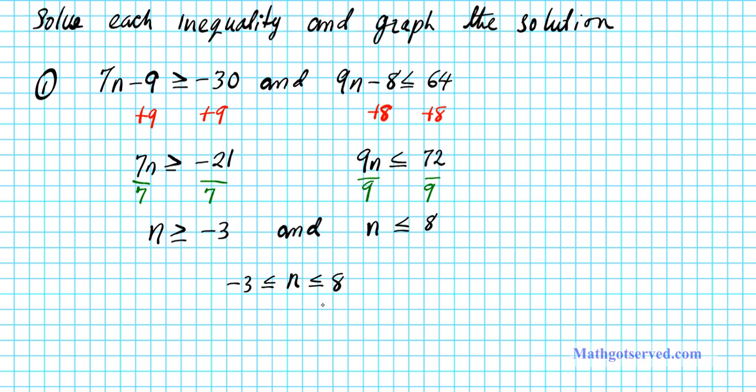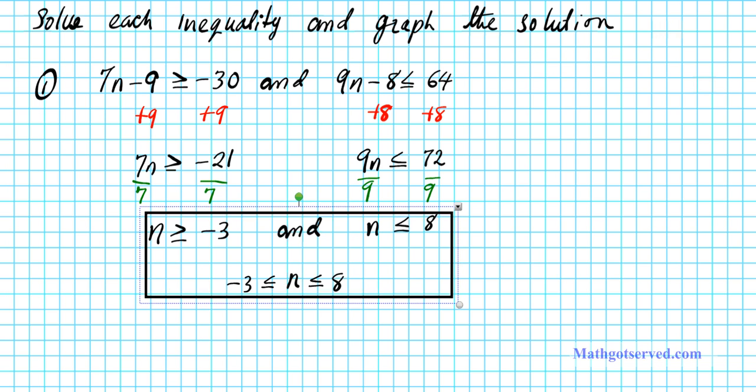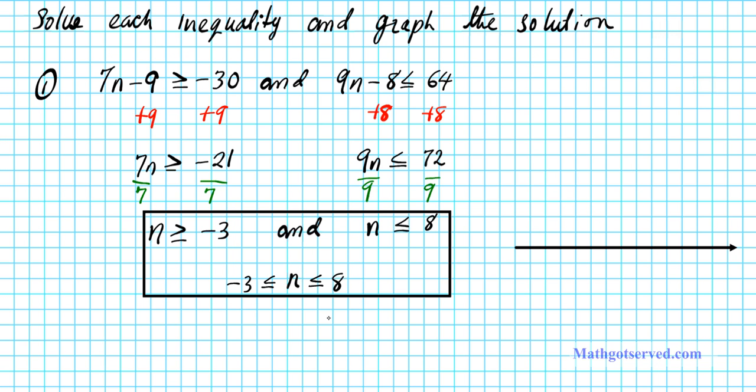So these are the two ways that we can express our solution, as a conjunction or a combined inequality. These two mean exactly the same thing. Now let's go ahead and graph our solution region. Our solution region is the region bounded between negative 3 and 8, including negative 3 and 8. Let's go ahead and graph that.